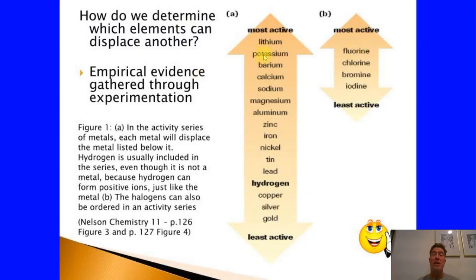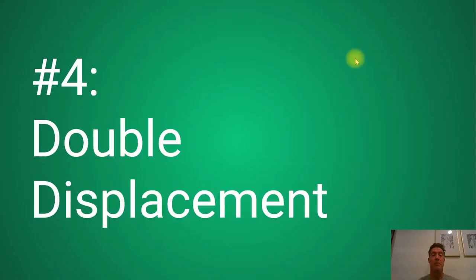So sometimes you'll see the activity series like this. Here's the one for metals, and then here's the one for halogens. Again, fluorine is at the top, iodine is at the bottom. Again, anything above will replace anything below, whether it's a metal or a halogen.